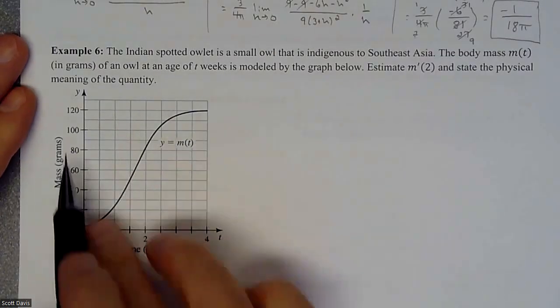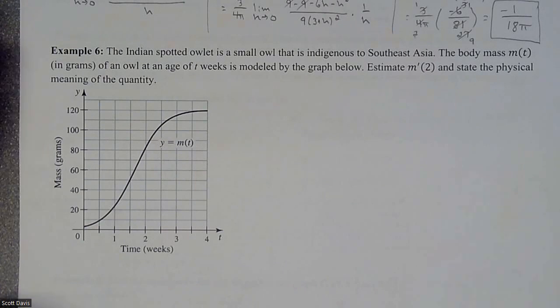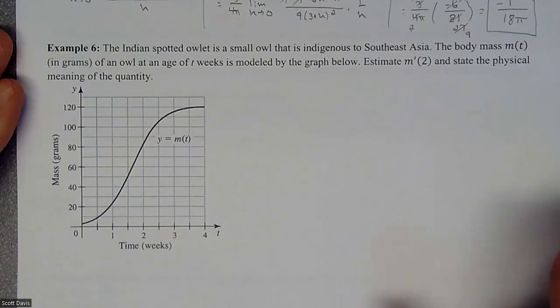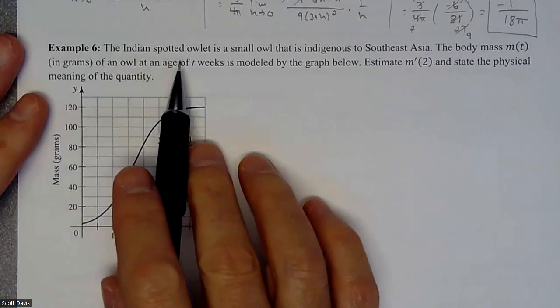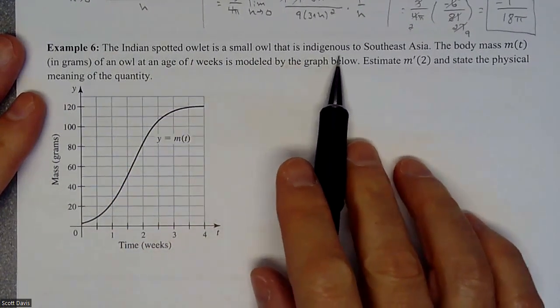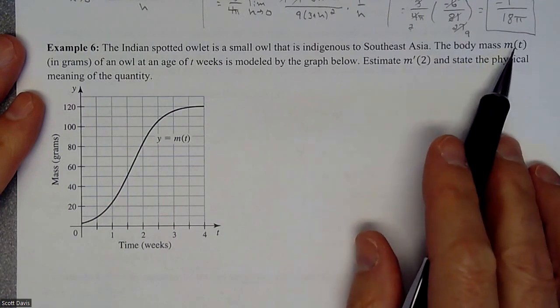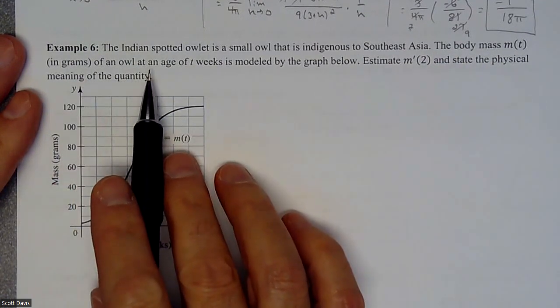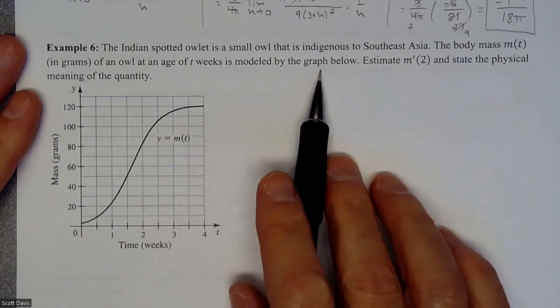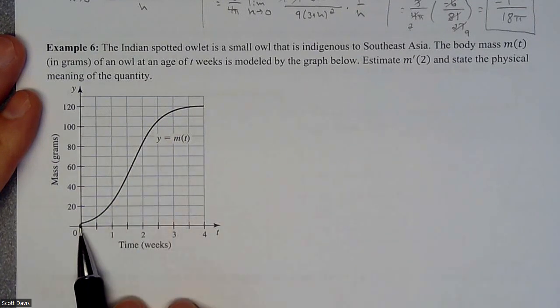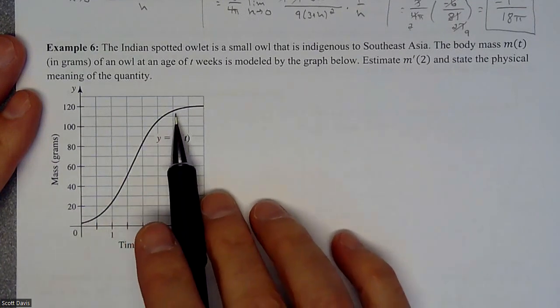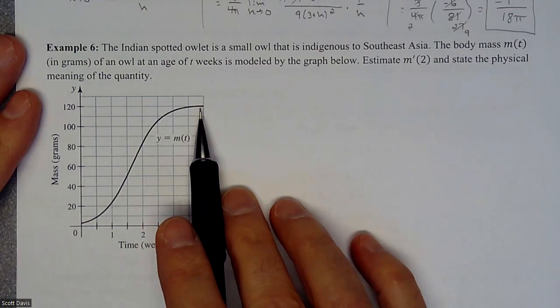In this lesson, we are going to talk about slope. So let's read the problem and kind of figure out what it is. We got our word problem. It says the Indian spotted owlet is a small owl that is indigenous to Southeast Asia. It says the body mass in grams of an owl at age t weeks is modeled by the graph below. Right, so it's born, starts to grow, and then it kind of levels off to a certain size.